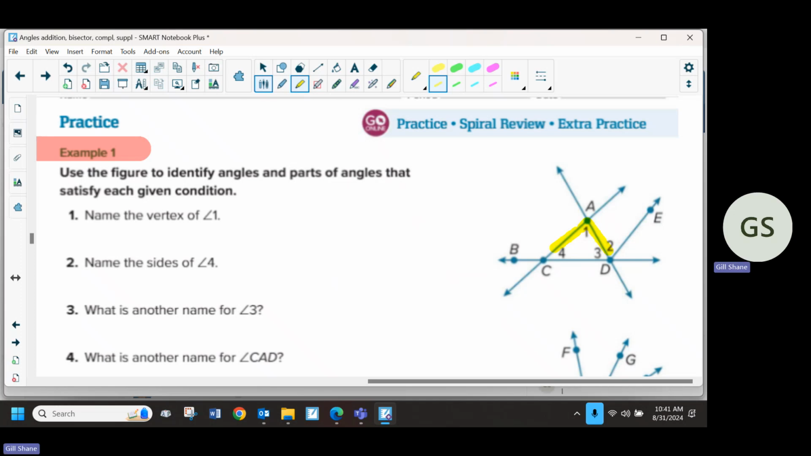I don't really know of any other way to say it, pointy part or corner. So therefore, the vertex for that one would have to be A. So that would be the answer to number 1.